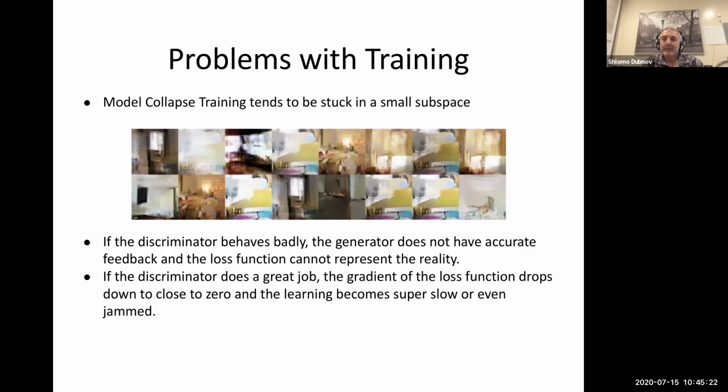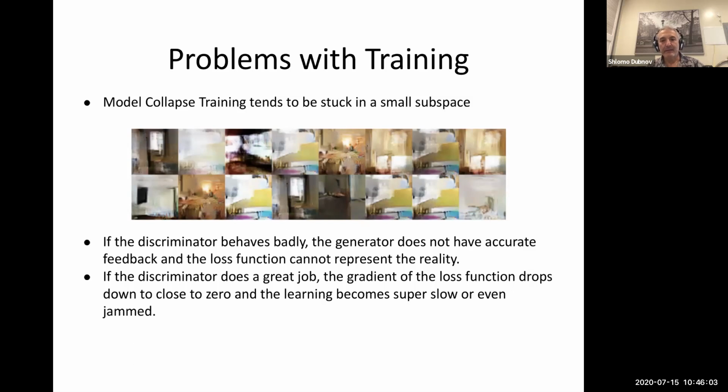There are many known problems with training GANs. One is so-called mode collapse, where the training tends to get stuck in a small subspace. There's an example of generating, I think these were bedroom images, and when you keep generating more images, they tend very much to repeat themselves. You don't get all the variety of the original data, and somehow the network comes to the point of being able to generate only a few images very correctly.